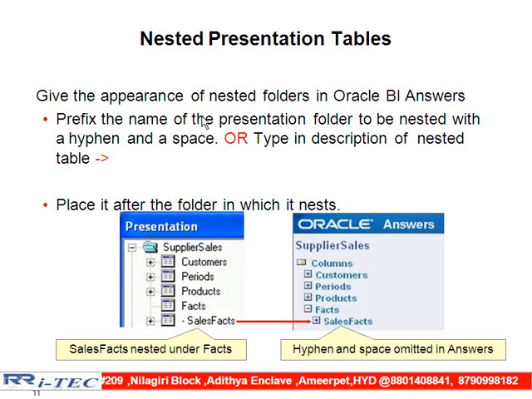Now the appearance of nested folders in Oracle BI Answers. If you see carefully here, until I expand this fact, I won't know whether the sales fact is available or not. Yes or no, sir? Can I say sales fact is a subfolder for this fact? Now, prefix the name of the presentation folder to be nested with a hyphen and a space. This is the syntax we need to follow.